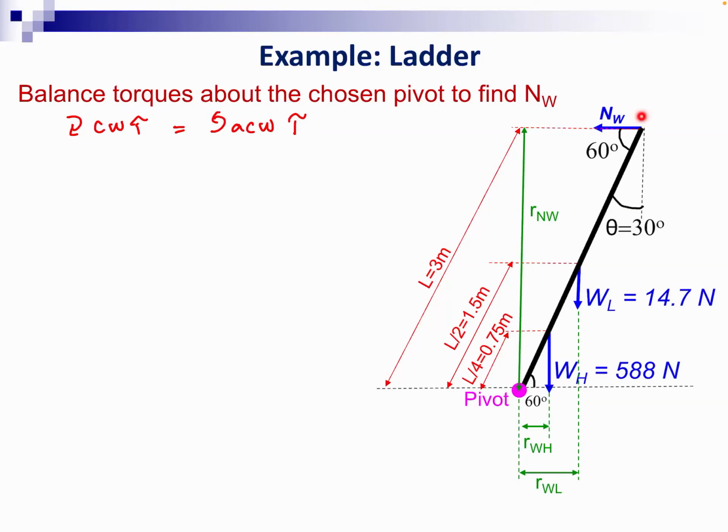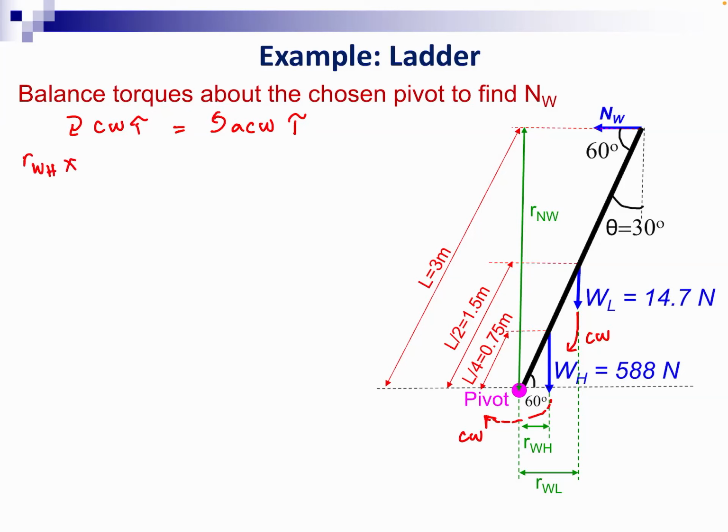So look at the forces one by one. The weight force due to Homer is pointing downwards. So the tendency of the weight force is to rotate the ladder about the pivot in the clockwise direction, right? And similarly for the weight force of the ladder, the tendency is to rotate the ladder about the pivot in the clockwise direction. So there are two forces contributing to a clockwise torque.